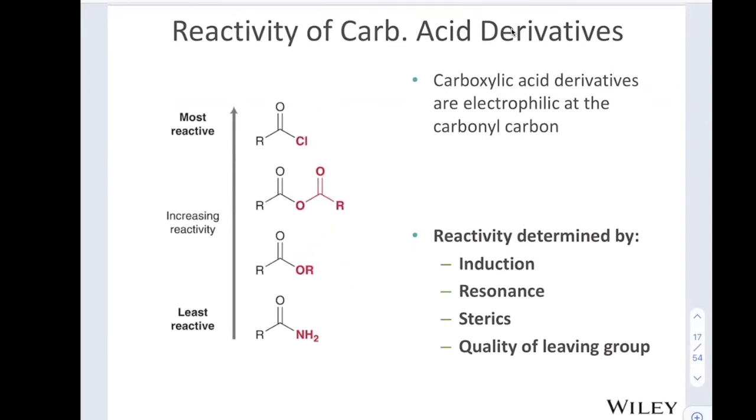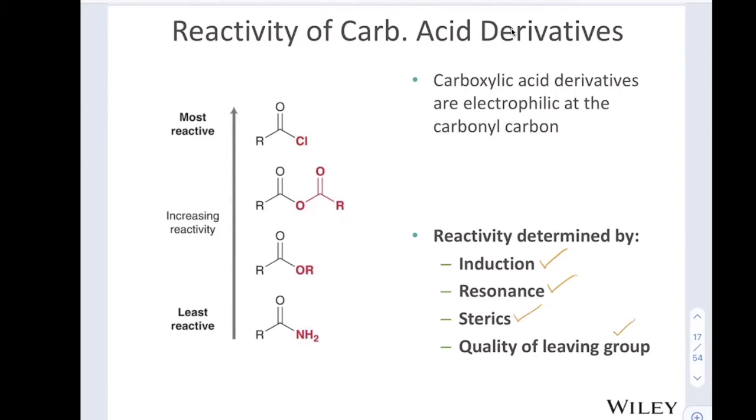So there are 4 primary factors when we're talking about reactivity: induction, so is that carbonyl carbon activated and/or stabilized by induction? Resonance, is that carbonyl carbon more stable or less stable because of resonance? Sterics, is there some big bulky group that's going to be in the way, blocking the nucleophilic attack? And quality of the leaving group. So if we have something that leaves very easily, that is going to be a much more reactive compound. Whereas if we have a leaving group that's hesitant to leave and is happier while it's attached to that carbon, then that reaction is going to happen less quickly.